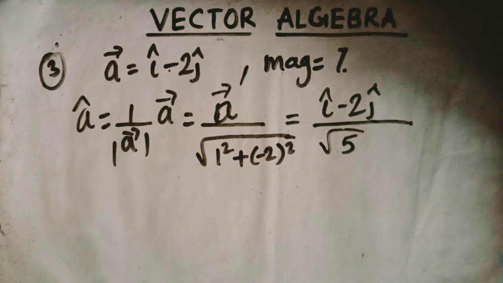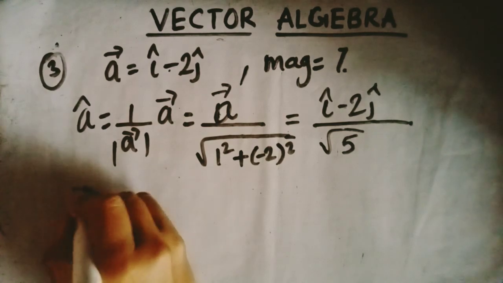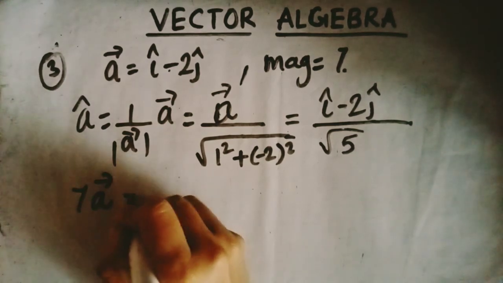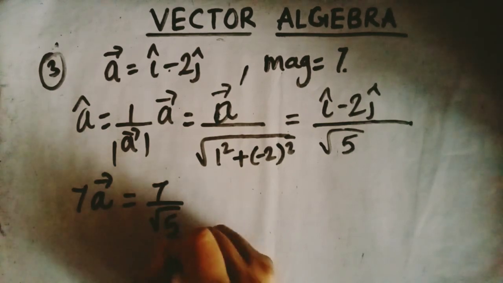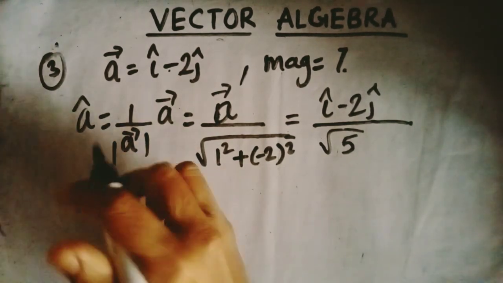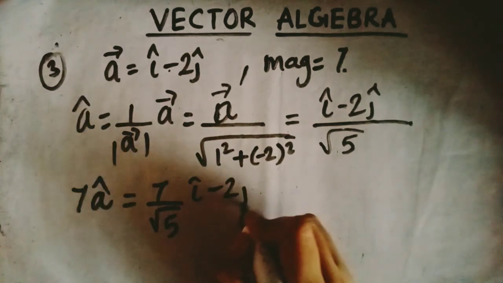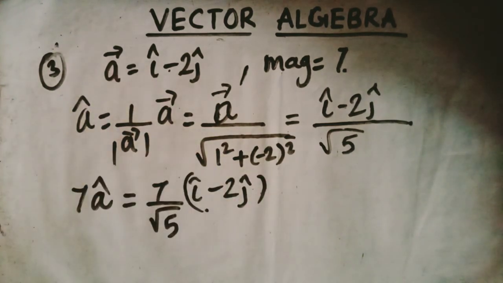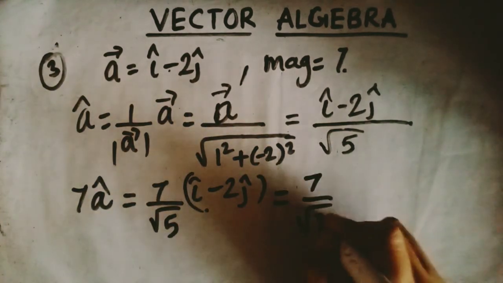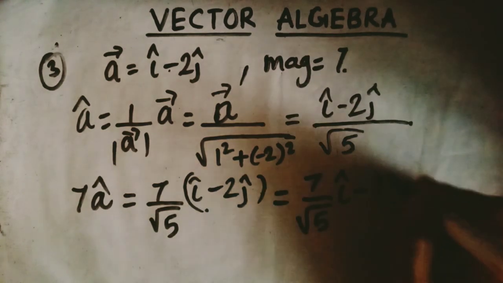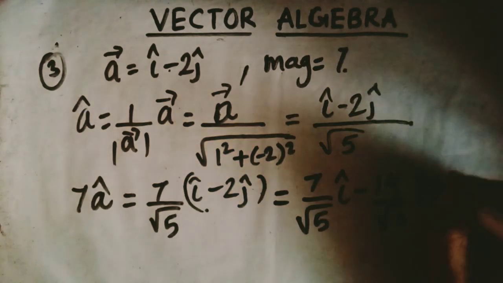Okay, now the vector having magnitude equal to 7 and in the direction of a is given by 7 into a cap, that is lambda into a cap, right? So 7 into a cap, that is i minus 2j upon root 5. So 7 upon root 5 i minus 14 upon root 5 j.